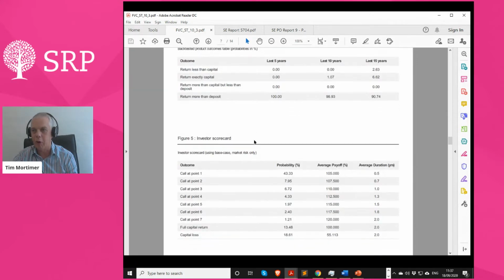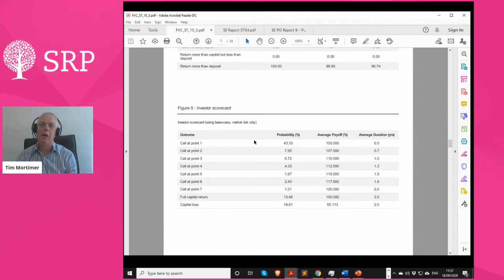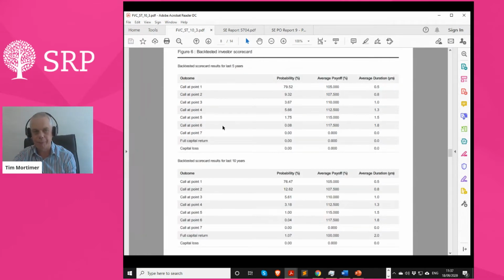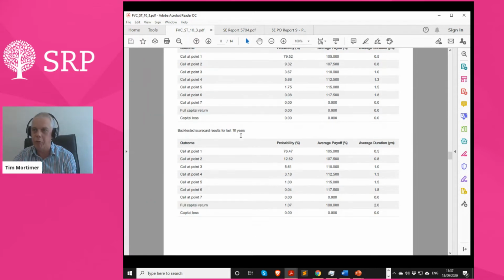And then the other thing that's quite important is something more granular by product type, because this is an auto call with different call points. This shows you probabilities of calling at different times, the payoff, and the time it takes to come back. And you can also do that on a back-tested basis. While I said that back testing is not a key part of product testing, which is true, it's natural to look at it as well. And from a marketing and fact sheet perspective, you probably want to have an independent source of what's going on.